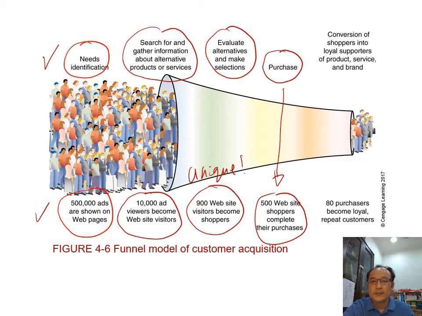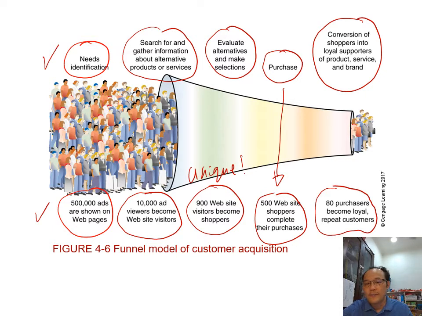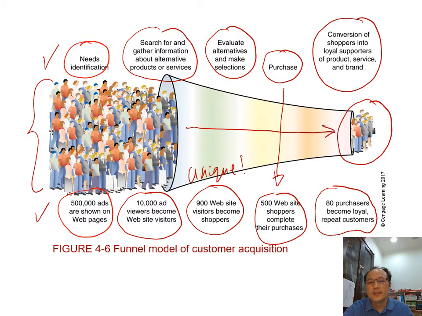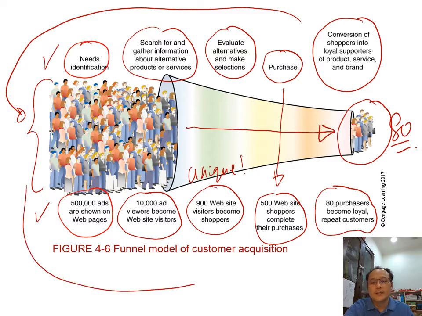Throughout this, of the 500, the e-commerce company is unable to retain all of them. Only 80 purchasers might become loyal or repeat customers. 80 from a big group of audience or consumers. Only 80 at the end. So the advertisement has to be put up again and again to build up loyal customers. This is the funnel model concept.